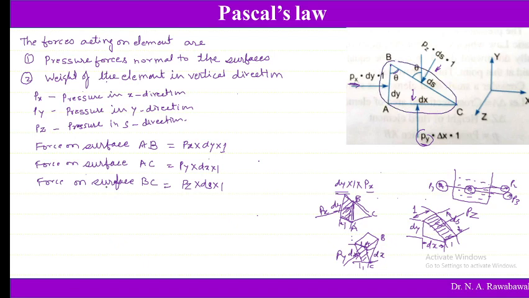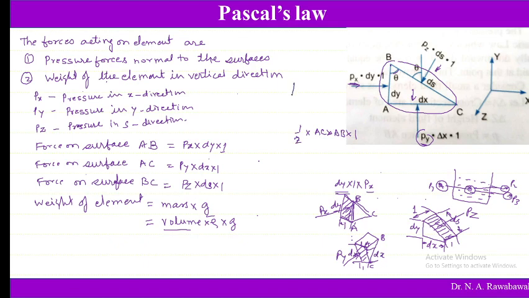Now we have to find out the self weight of this element of fluid. The weight of the element can be given by mass of element into acceleration due to gravity. Mass can be written as volume into mass density, and then the acceleration due to gravity. To find the volume of this wedge, we find the area of the triangle as 1 by 2 into AC into AB, with width 1. That gives us the volume.